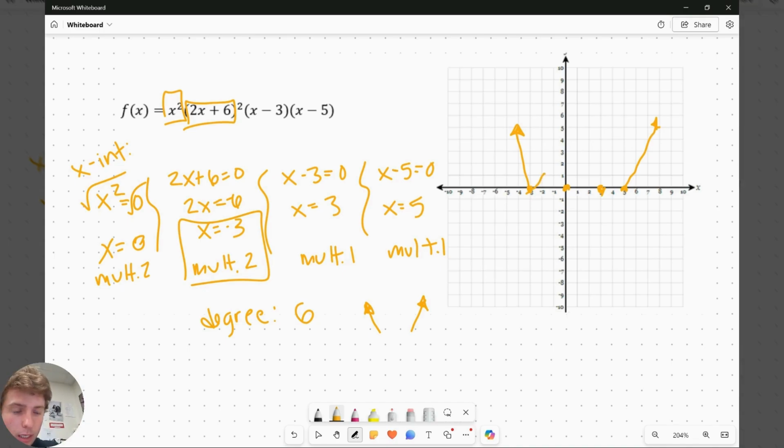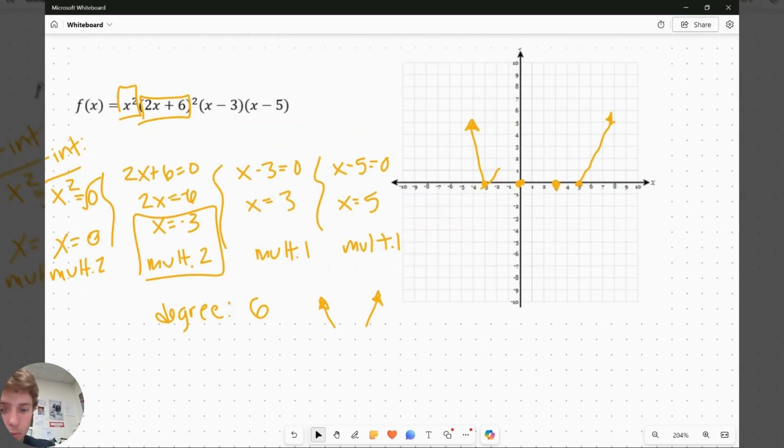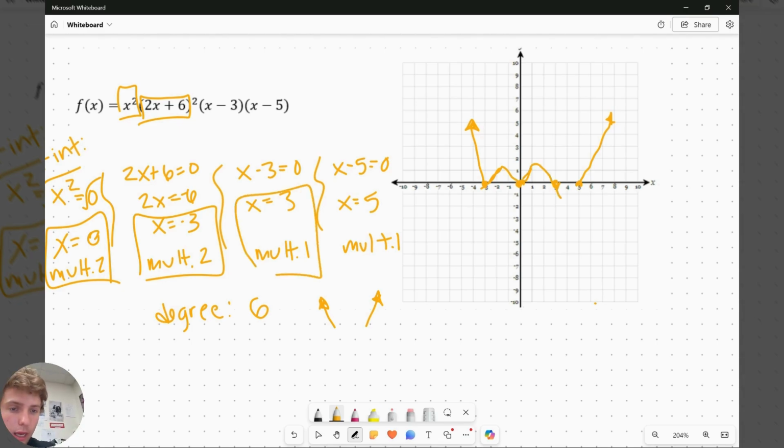The next one I'm getting to is 0. So, okay, look at 0, and again, the multiplicity is even, so again, it must bounce. But then at 3, it's odd, so it's going to go through that. And then at 5, it's odd, so it's going to go through that. And that's not the smoothest drawing, but you guys can see the shape that is actually happening now.